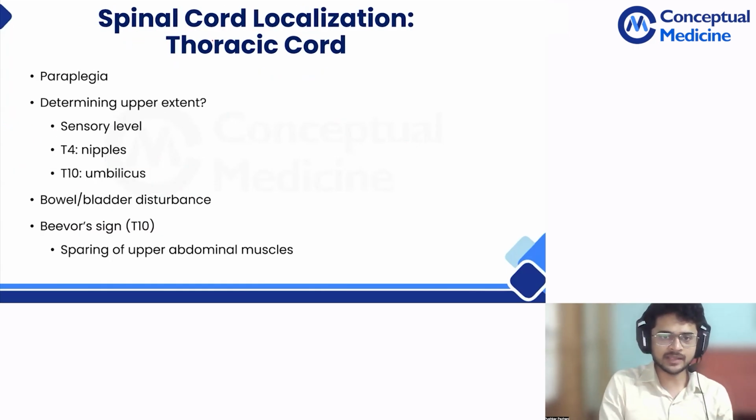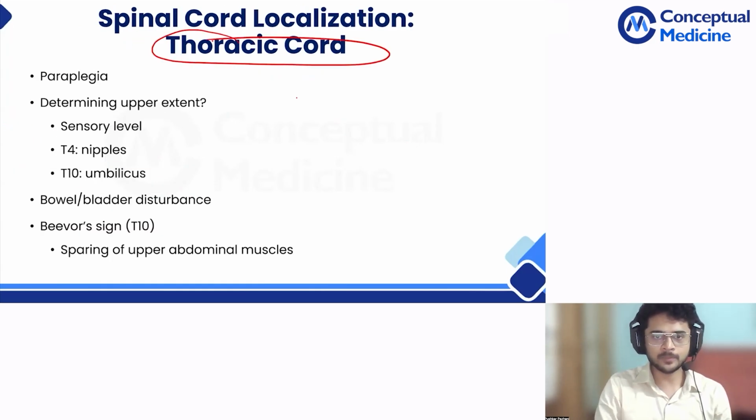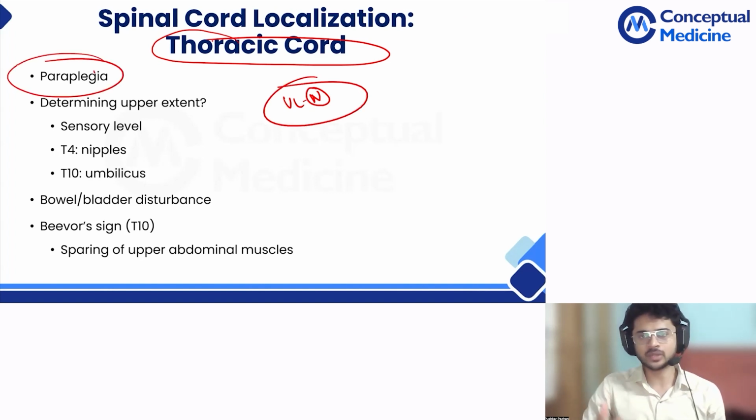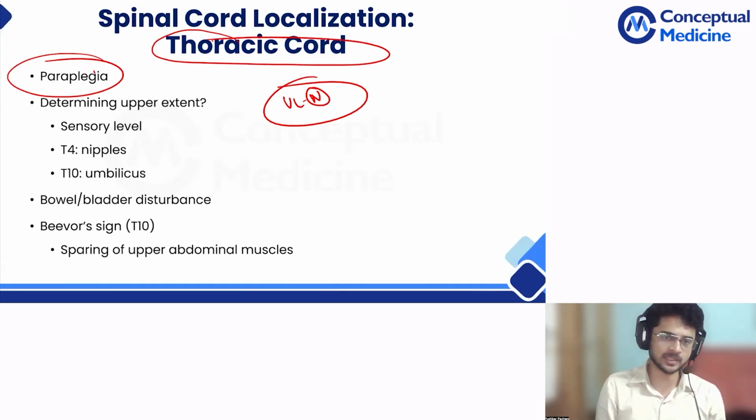So let's say the patient has a thoracic cord involvement. Here the patient's upper limbs are going to be normal because they are supplied by the cervical cord. So mainly there's going to be a paraplegia. It's acutely a flaccid paraplegia, but over time it becomes a spastic paraplegia.